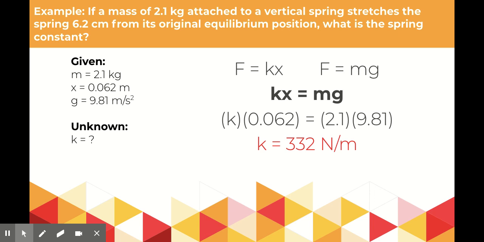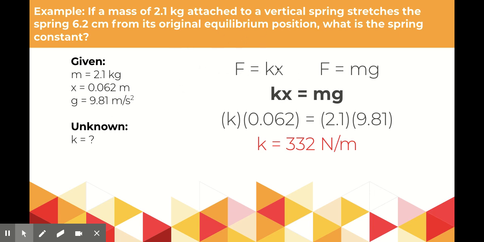Okay, so here is an example. If a mass of 2.1 kilograms attached to a vertical spring stretches the spring 6.2 centimeters from its original equilibrium position, what is the spring constant? So we have the mass is 2.1 kilograms. We're going to need to convert this into grams, right? The distance, we've converted the 6.2 centimeters into meters. We know that gravity is 9.81. We don't know what the spring constant is, and that's what it's asking for here.